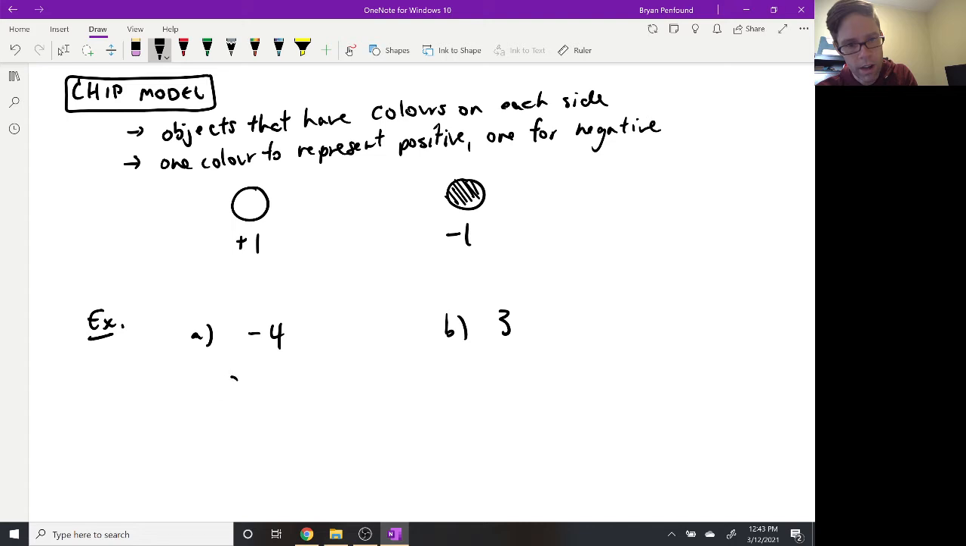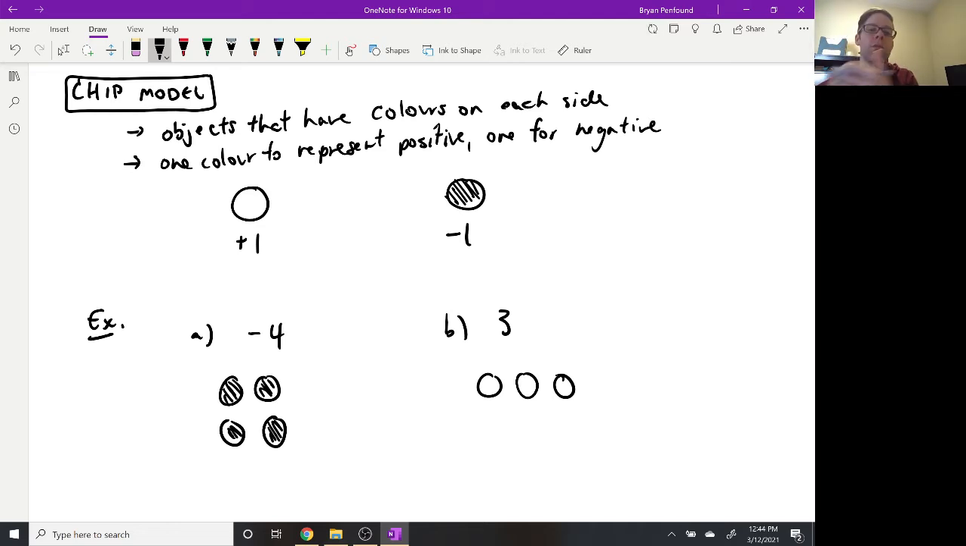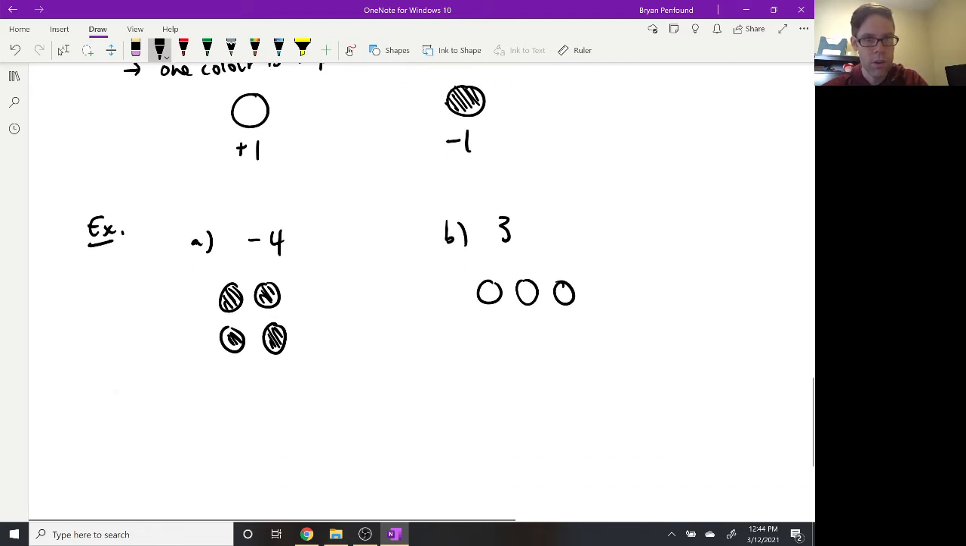Of course, with -4, I just draw 4 circles, right? I have 4 objects, and we're going to say that all 4 of those things are negative. For +3, again, we want 3 objects, and we're using the white color here to represent a positive number. Now, with integers, when using this model, we have this idea that we can create what are called zero pairs.